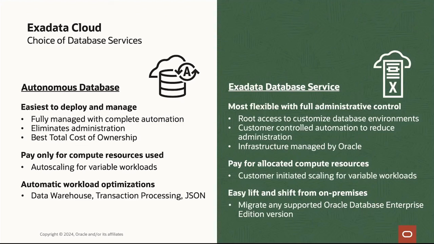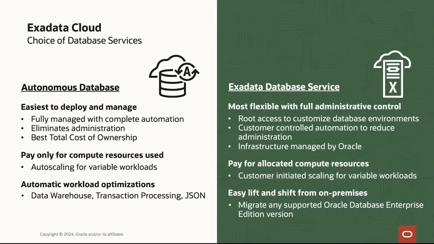It's going to be the management model. So Autonomous Database is fully managed with complete automation. Both the database and infrastructure are managed by Oracle, which eliminates admins to provide the best total cost of ownership. And then with the Exadata Database Service, that is co-managed, where customers manage the databases and Oracle manages the infrastructure. So customers have root access to customized database environments and benefit from customer-controlled automation to reduce administration.